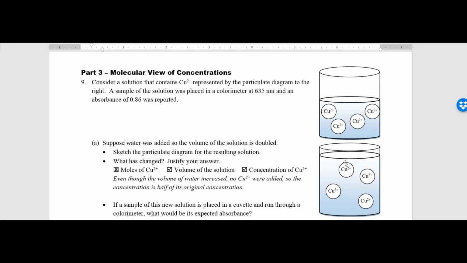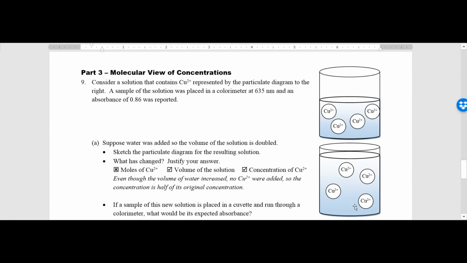It says sketch the particle diagram for the resulting solution. That's this on the right-hand side. We added more water, but there's still the same amount of copper ions, so the concentration of that part hasn't changed. It asks what has changed, and to justify your answer. The moles of copper haven't changed. We go from 1, 2, 3, 4 to 1, 2, 3, 4, so the moles have exactly stayed the same: 4 moles of copper, 4 moles of copper. The volume of the solution has changed, because we went from halfway to completely full in this beaker. We added more water, so the volume increased.